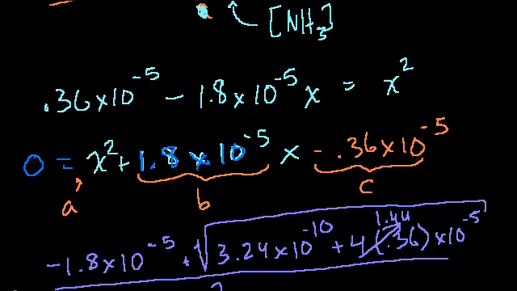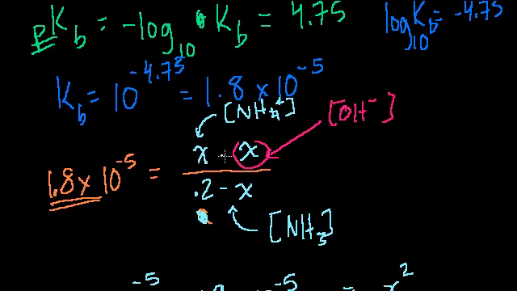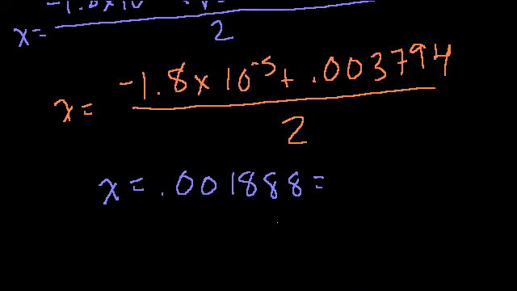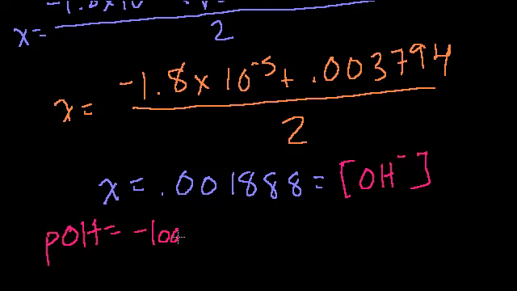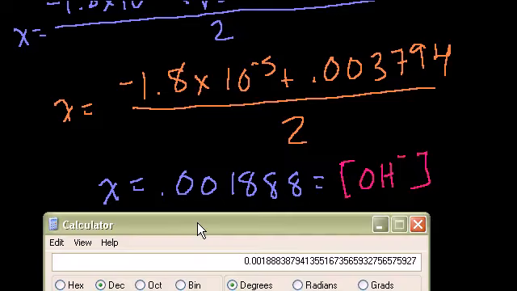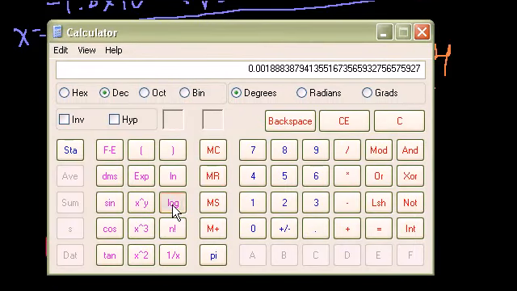But if you remember from our original equation, what was x? Well, it's both the ammonium concentration and the hydroxide concentration. We care about the hydroxide concentration. So this is equal to my concentration of hydroxide. Now if I want to figure out my pOH, I just take the minus log of this number. The log is that, and then I take the minus of that, so it's 2.72.